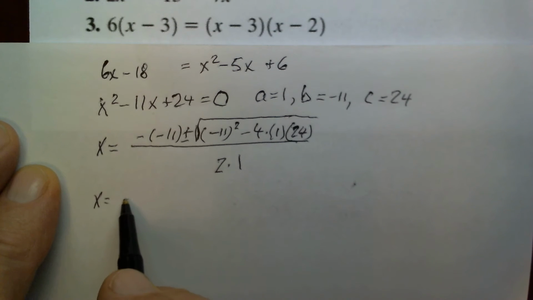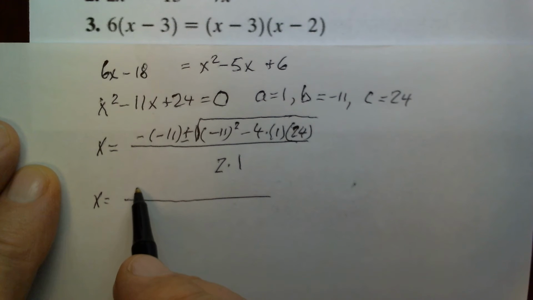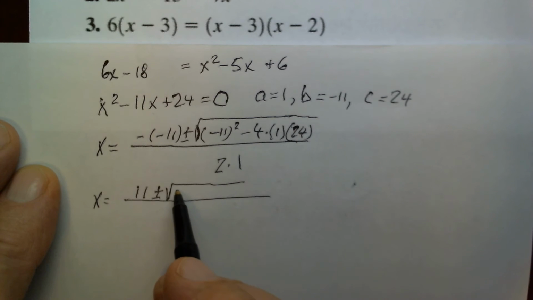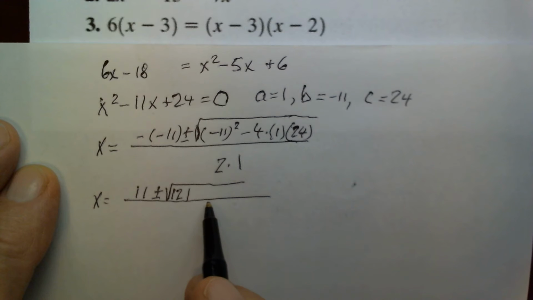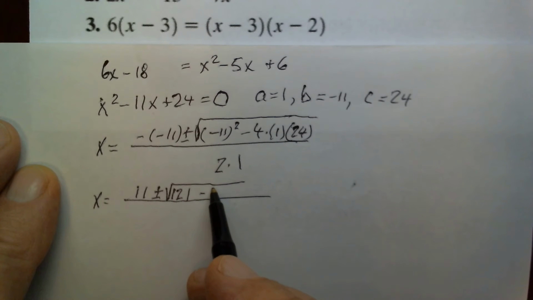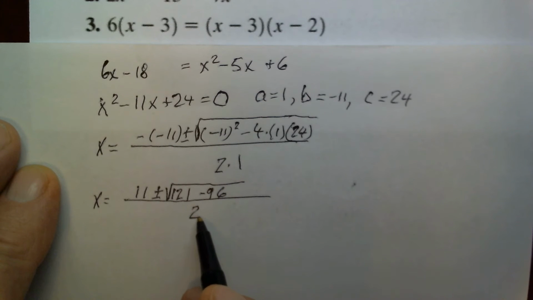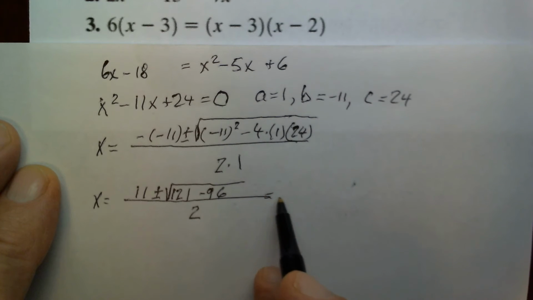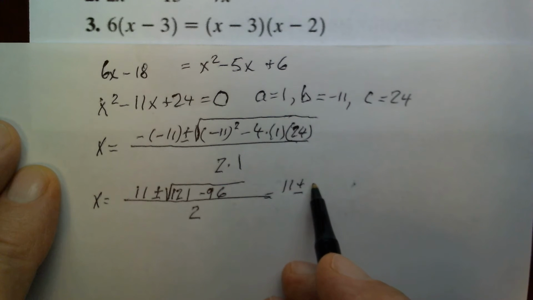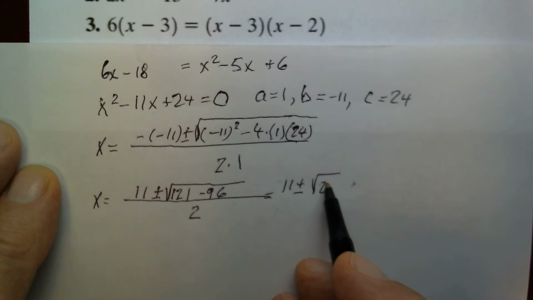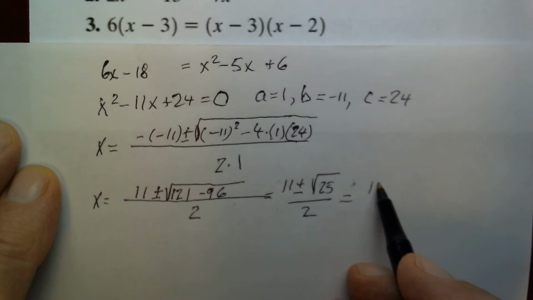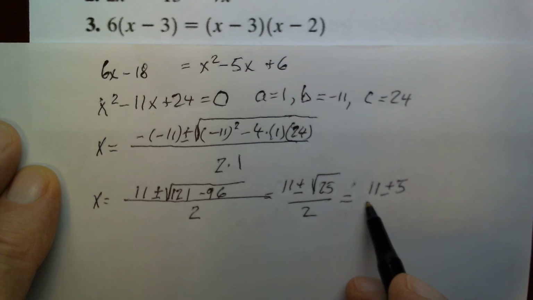So this then turns into 11, positive 11, plus or minus the square root of 121, minus 4 times 24, and that's minus 96, divided by 2, and so that's equal to 11 plus or minus the square root of 25 divided by 2, or 11 plus or minus 5 divided by 2.